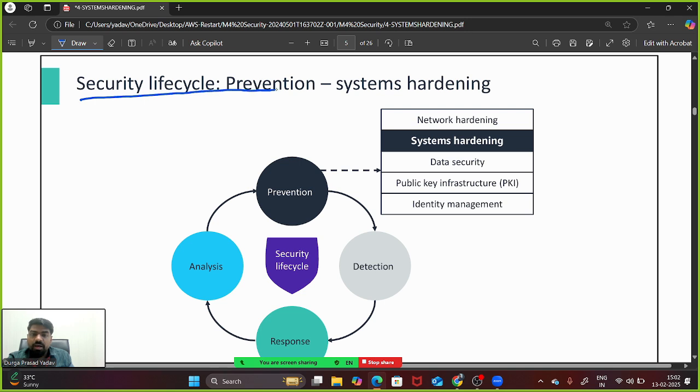So when we talk about system hardening, guys, it is part of prevention, which was the first life cycle phase. The first life cycle phase was prevention, and under prevention, this is the third thing we are learning right now. First was the perimeter layer, second was the network layer, third is your system hardening layer. So this third layer we are going to protect now.